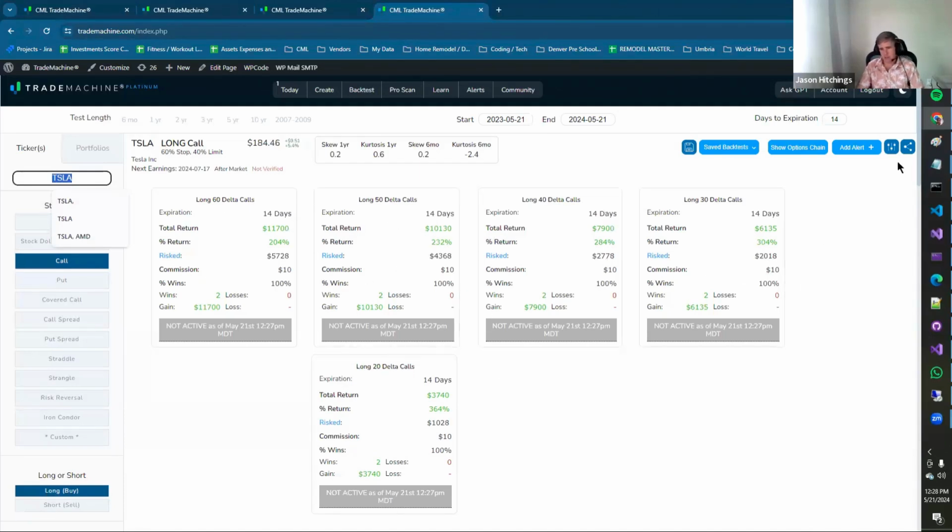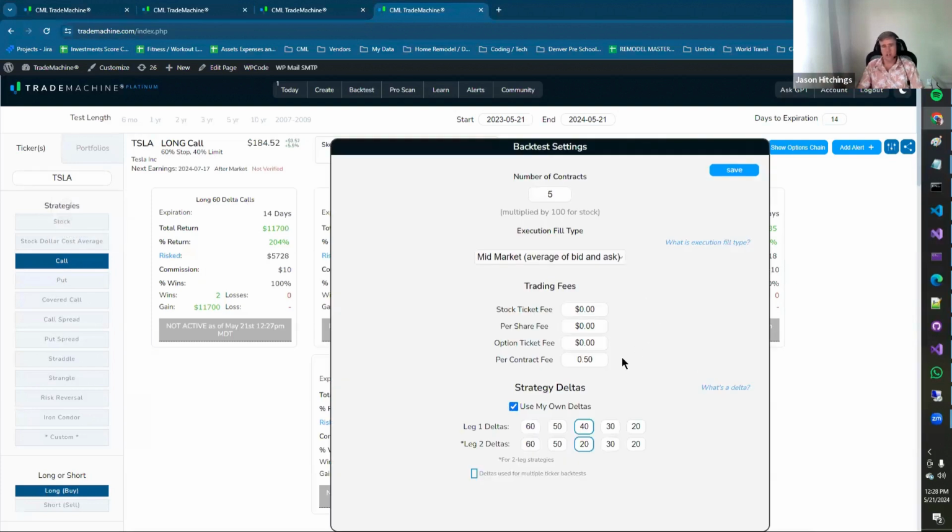If you ever want to tweak these, this little settings gear lets you change some things. You can put in your commissions. You can say, hey, you guys are assuming I can get mid-market fills, but I don't normally get that good. I only want to look at halfway between, or I want to be more pessimistic and say, what if I can only trade at the market prices? So you can change that here. You can say, typically I'm trading 10 lots or 1 lot or 2 lots.